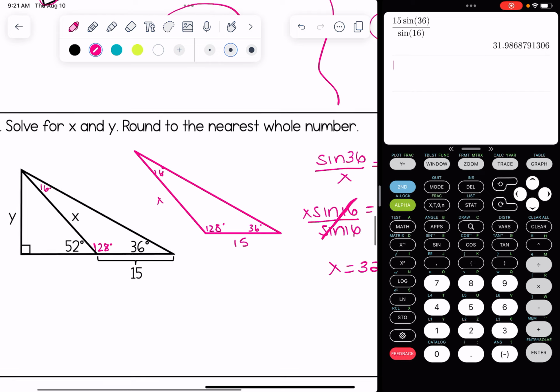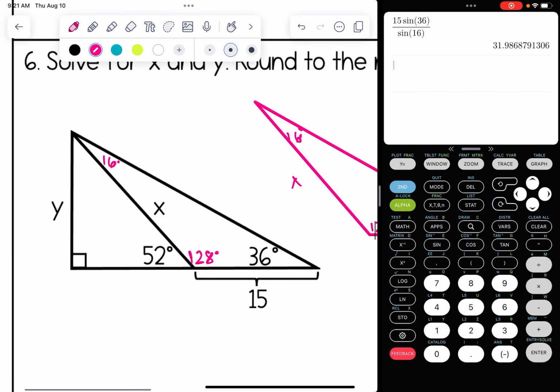So what I'm going to do is go back to the original picture. Where that x was, I'm going to put a 32 there. Now we have to solve for y. So I just want to point something out when we're solving for y here. Y is part of this triangle. It's also part of the big triangle. You could look at either. But whichever one you choose to look at, it's a right triangle.